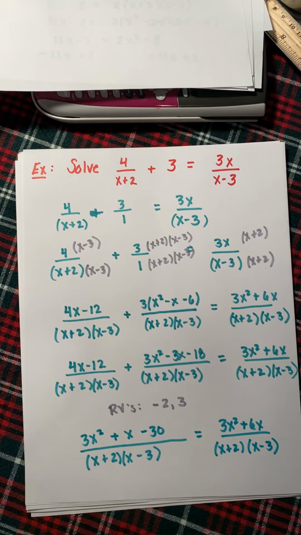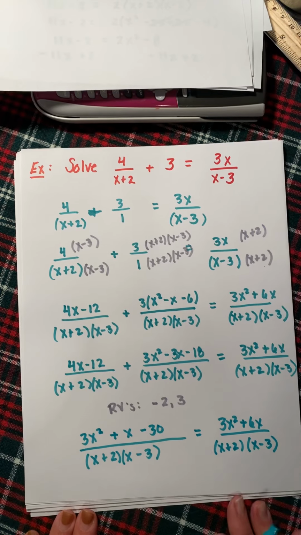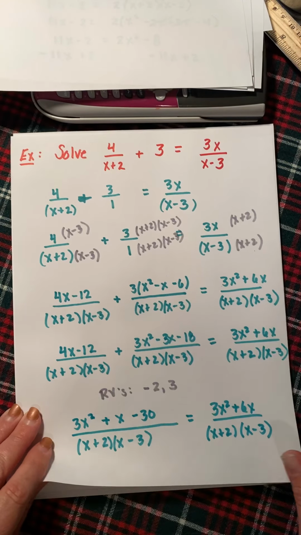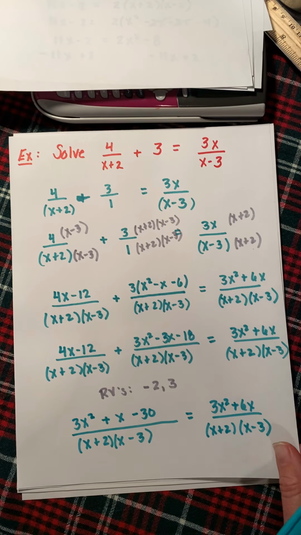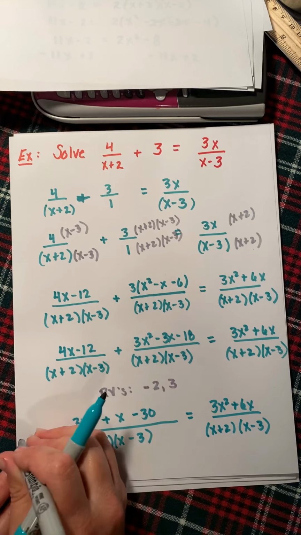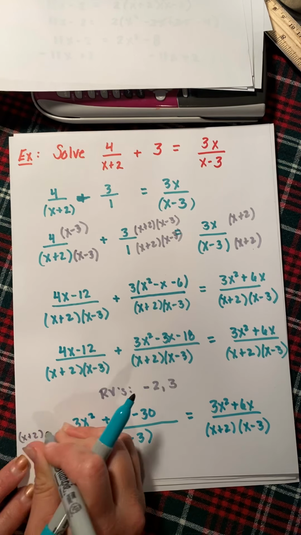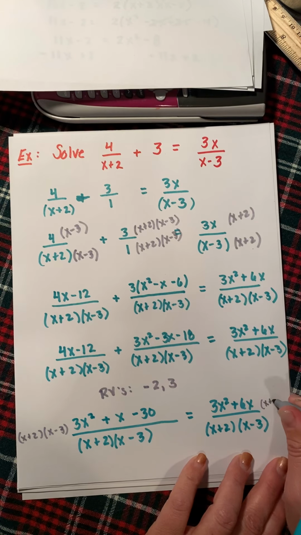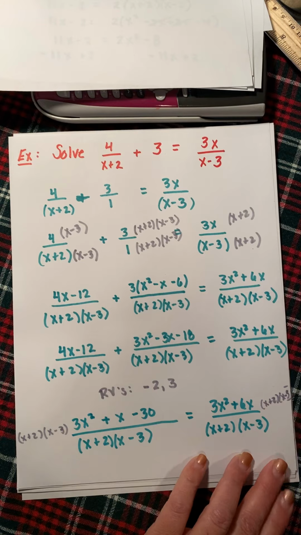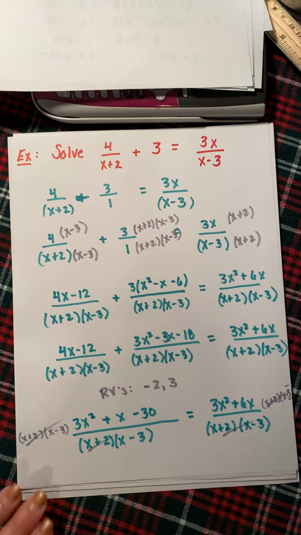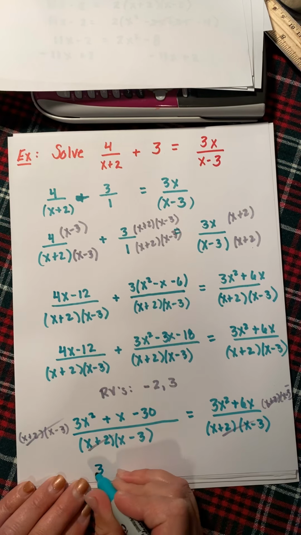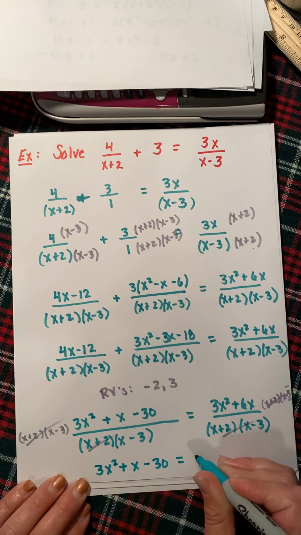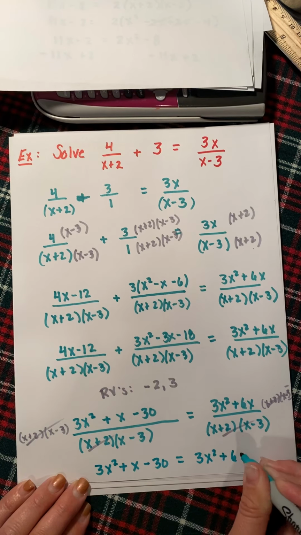All right, so now I have one fraction on the left, one fraction on the right with the same denominator. I'm pretty psyched. Instead of rewriting this whole thing, I'm just going to squish it right in here. I'm going to multiply both sides by the common denominator, x plus 2, x minus 3, and then they're just going to cross off. So we end up solving this quadratic equation, 3x squared plus x minus 30 equals 3x squared plus 6x.